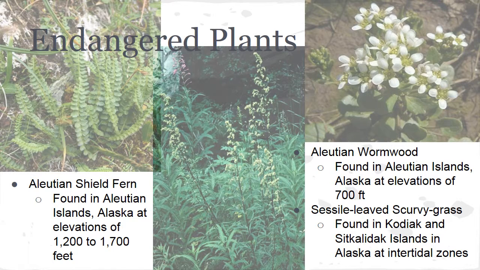Some of the endangered plants found in the Arctic are the Aleutian shield fern, which is found in the far left picture. It's found in the Aleutian Islands, Alaska, at elevations of 1,200 to 1,700 feet. Next, we have the Aleutian wormwood, which is pictured in the middle, and is found on the Aleutian Islands, Alaska, at elevations of 700 feet. Lastly, we have the sessile leaf scurvy grass, which is pictured on the far right and is found in the Kodiak and Sitkalidak Islands in Alaska intertidal zones.